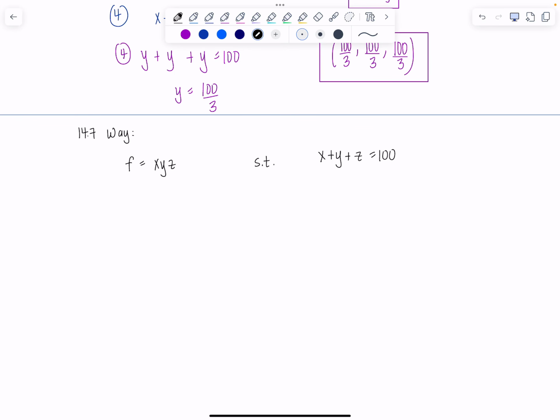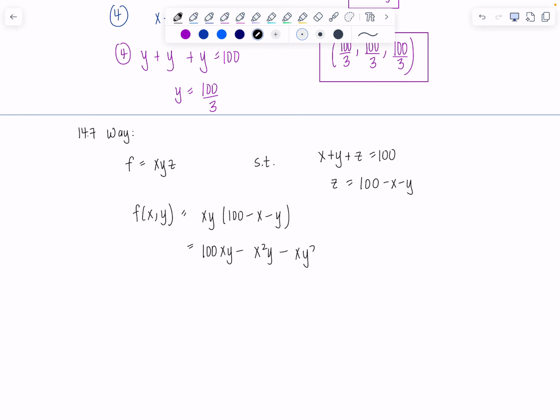So last time I told you guys, when we compute our critical values, you can only have a function of how many variables? So usually let's just eliminate z. Z is 100 minus x minus y. So then f of xy is xy times 100 minus x minus y. I would multiply it out so we can find the partials easier. Who wants to do product rule if you don't have to? So 100xy minus x squared y minus xy squared is f.